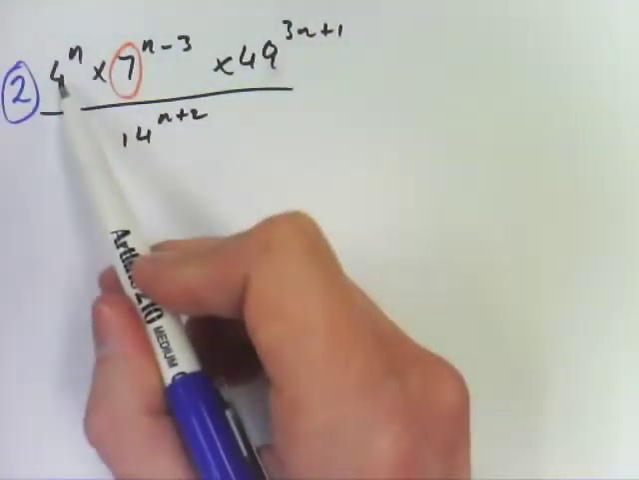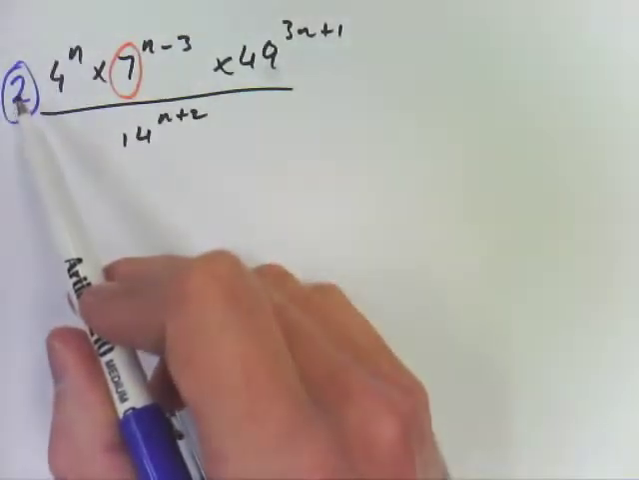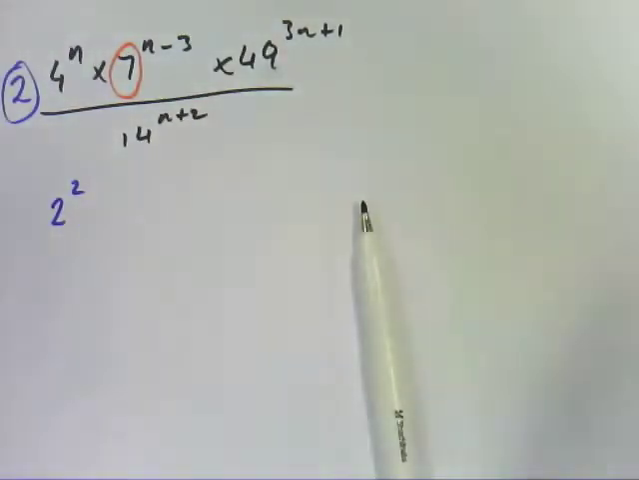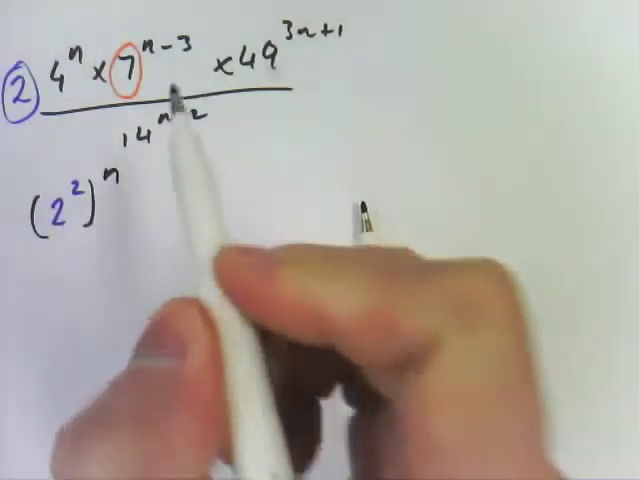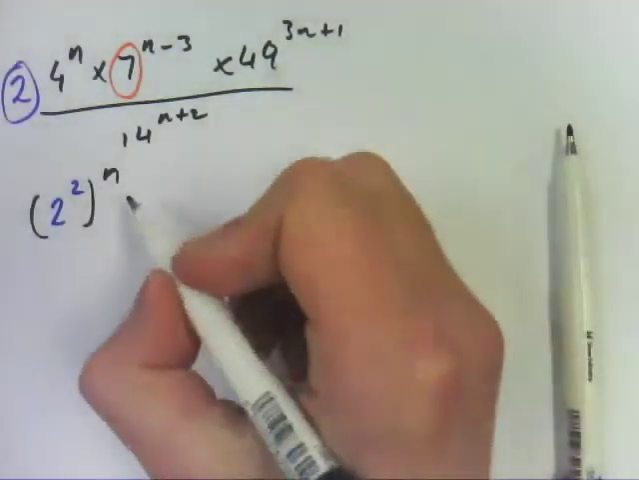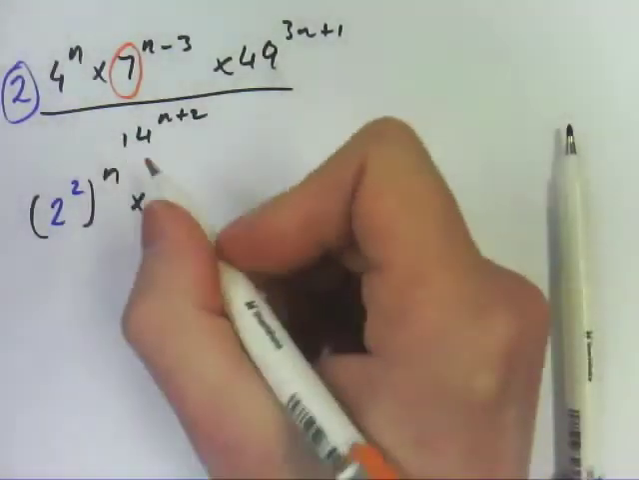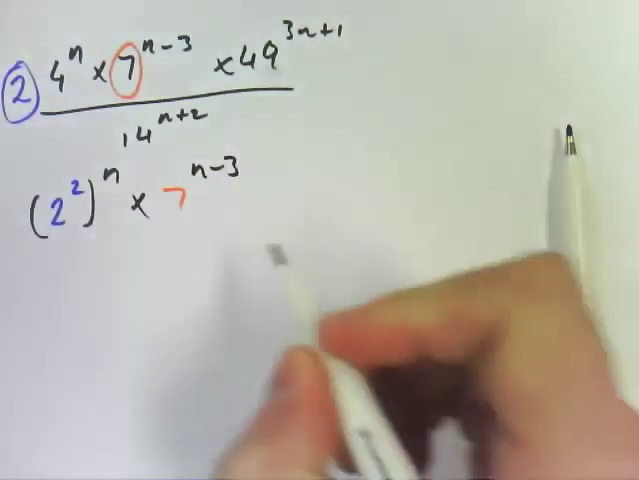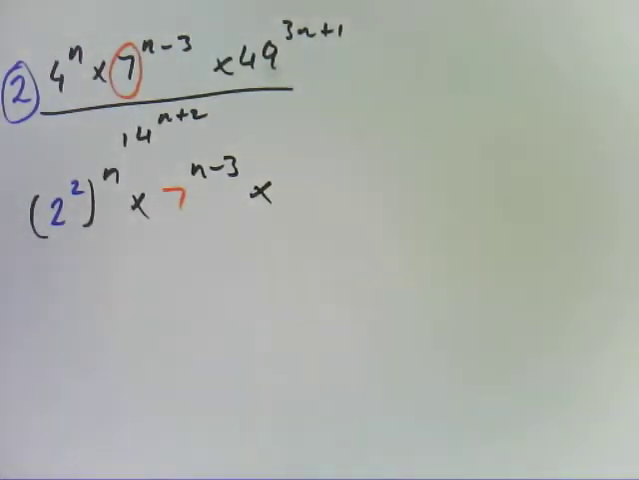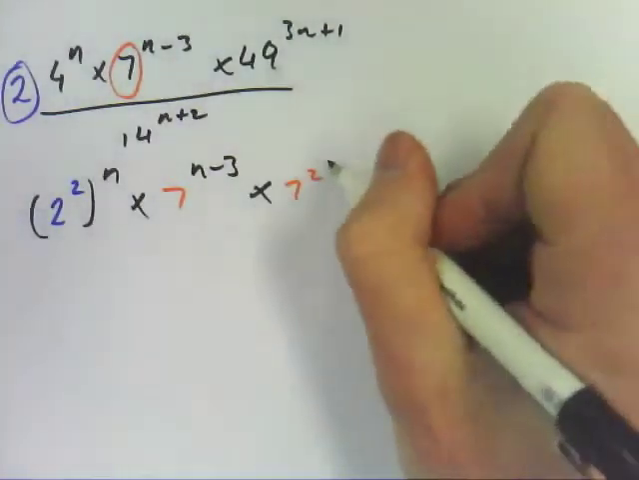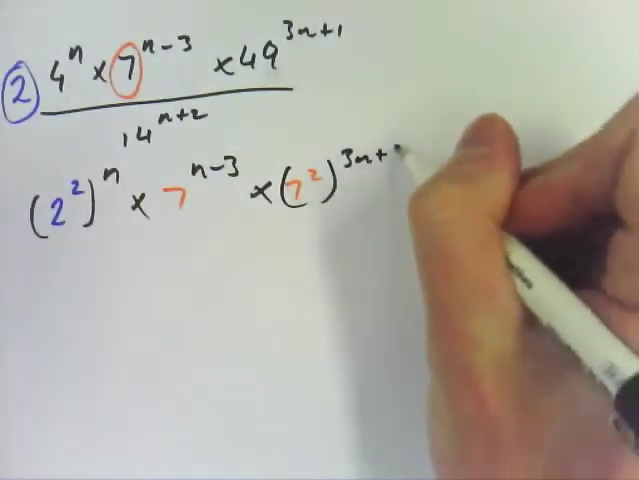To do that, what's 4 in relation to the base 2? So 4 is 2 squared, and that is to the n. Our 7 is going to stay. I'm going to try and do this all in pretty colours so you can see where everything's coming from. Our 7 is going to stay the same. What's our 49 going to end up? It's going to be 7 squared, to the 3n plus 1.